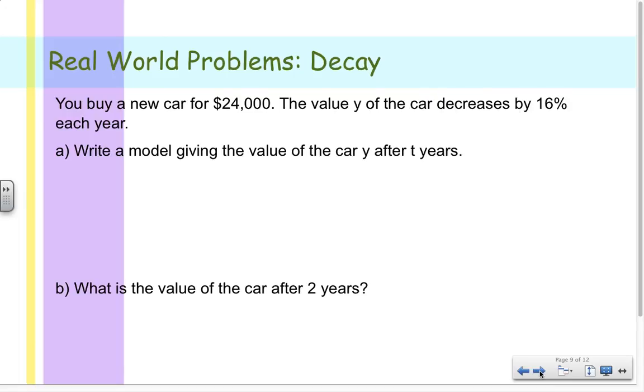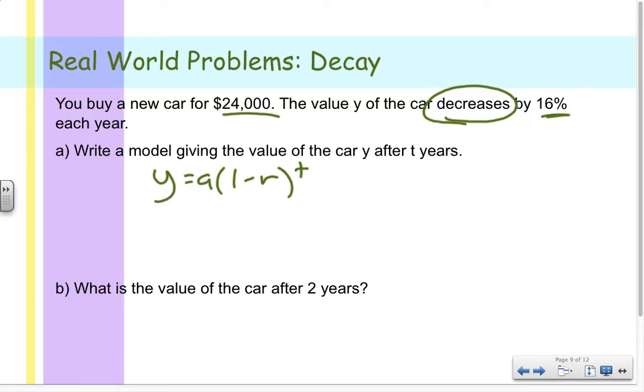Now, what the question would kind of look like is this. You buy a new car for $24,000, the value of the car decreases or depreciates, or any of those kinds of words, decays by 16% each year. So first thing, we want to write a model after t years. So it's a decreasing equation. We should immediately trigger this formula.